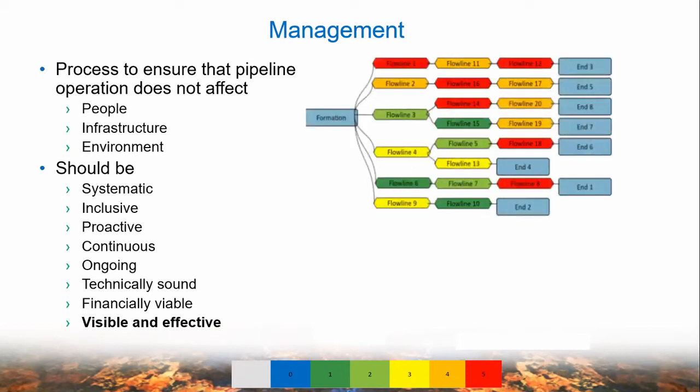Management should enable us to see the structure of all pipelines in the vast network. For instance, looking at this figure, we can easily see that these are not working well for flow lines 1, 8, 14, 12, and 16 and 18.